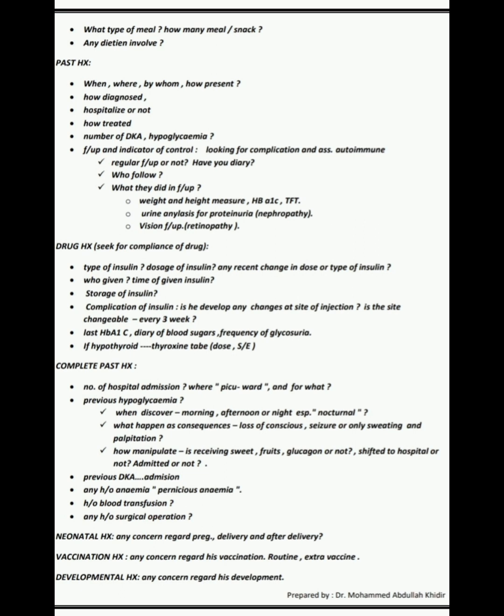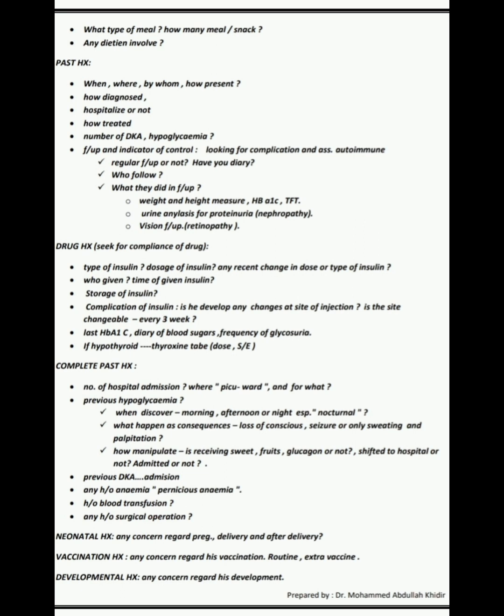Now, drug history: seek compliance with the drugs. Drug history will ask what type of insulin you are using, doses of insulin, any recent change in dose or type of insulin, who gives it, time of giving insulin, storage of insulin, and complications of insulin, like does he develop any changes at the site of injection, is the site changed every 3 weeks, last HbA1c, diary of blood sugars, frequency of glycosuria. If hypothyroid, we will exclude thyroxine tablet, dose and side effects.